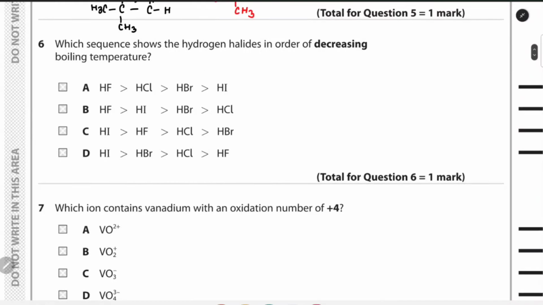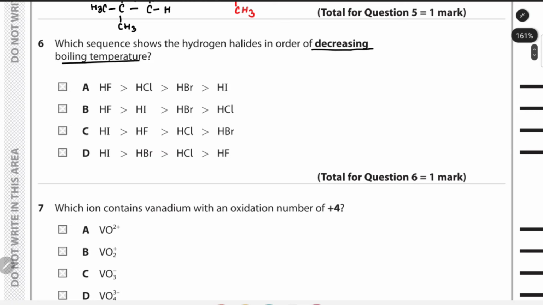In question 6, we have to show the hydrogen halides in order of decreasing boiling temperature. If I draw the graph of the boiling temperature of the halides, we'll get something like this. This over here is hydrogen fluoride, this is HCl, HBr, and HI. Hydrogen fluoride can form hydrogen bonding, so it has a high boiling temperature. A lot of energy is needed to break the hydrogen bonding of HF.